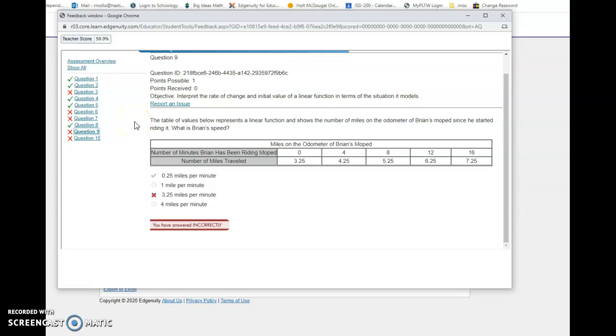This one, the table of values represents a linear function that shows the number of miles on an odometer of Brian's moped since he started riding. What is Brian's speed? Okay, it's kind of the same thing. My y's are going up 3.25, 4.25, 5.25, 6.25, 7.25. They're going up 1. And then here it's going up from 0 to 4 to 8 to 12 to 16. It's going up 4. So 1 over 4 is the same as 0.25.